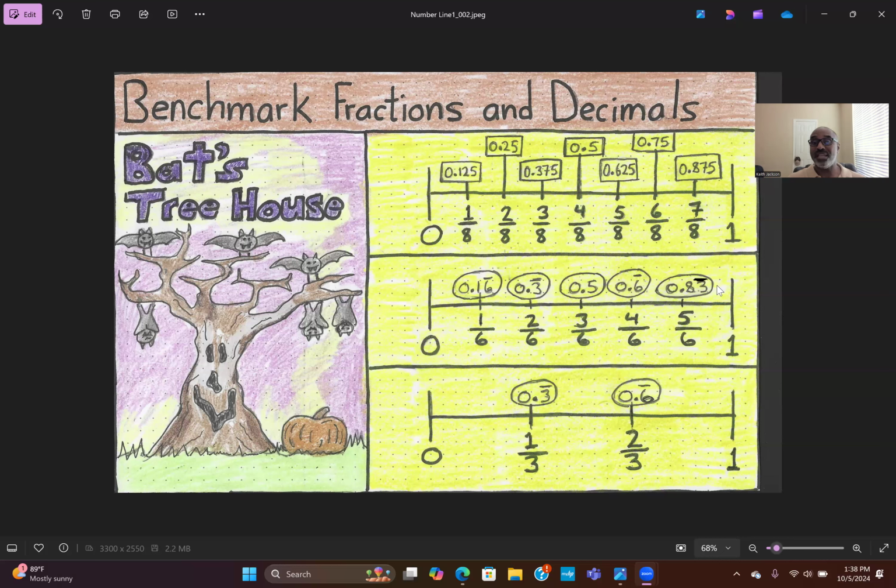And let's move along to the second number line, in which we divided this line into sixths, right? We have 1/6, 2/6, 3/6, 4/6, 5/6. Keeping in mind that 2/6 is the same as 1/3, and this is why its decimal equivalent would be 0.333. Well, what we're going to do, instead of writing all those threes, we're just going to put a bar above this 3, indicating that it is a repeating decimal.